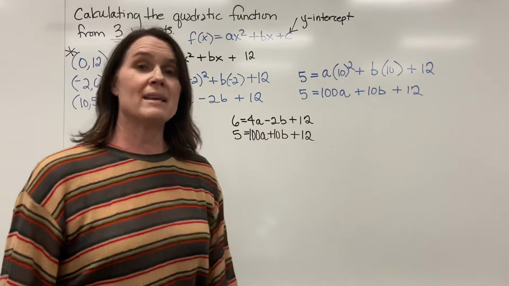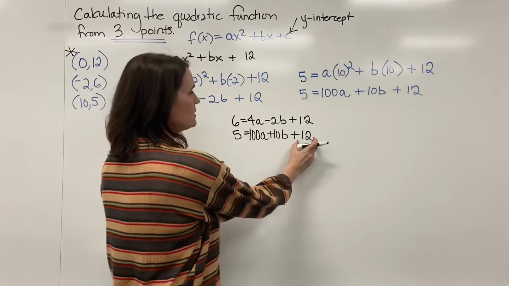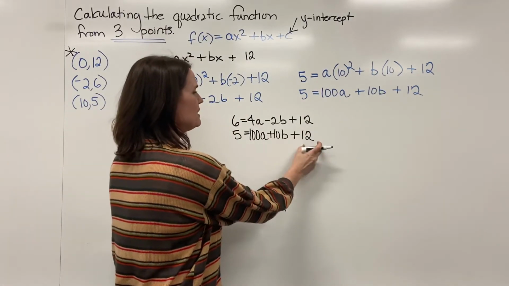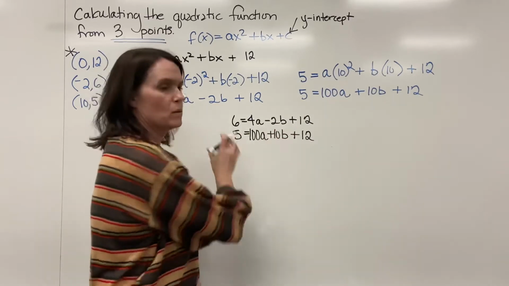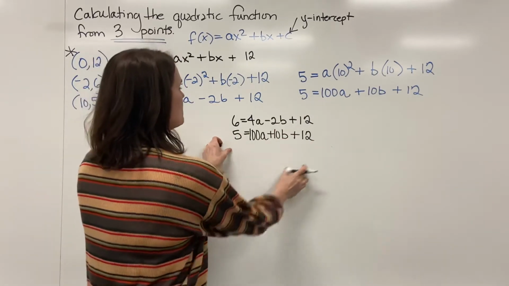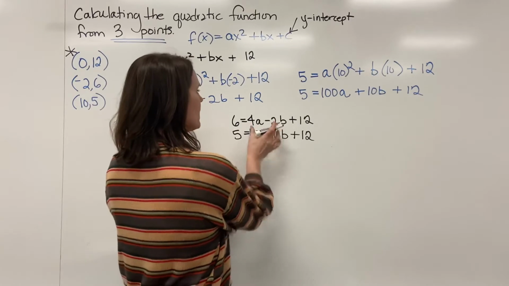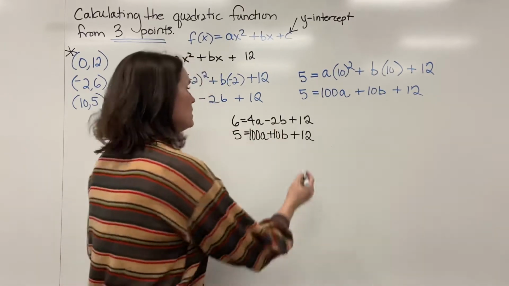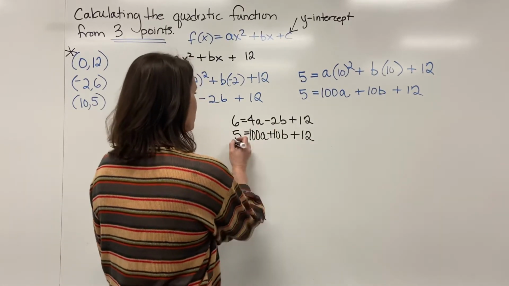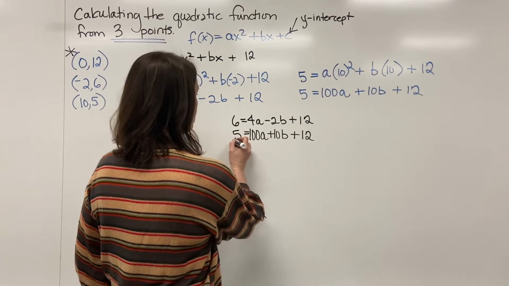Okay, so next step is I want to take my constant, my plus 12 over here, and I'm going to subtract that to the other side of the equation. Those are like terms. I'm going to move them over here. So all I want on the right side is my a and my b. So subtract 12. 5 minus 12 is -7.